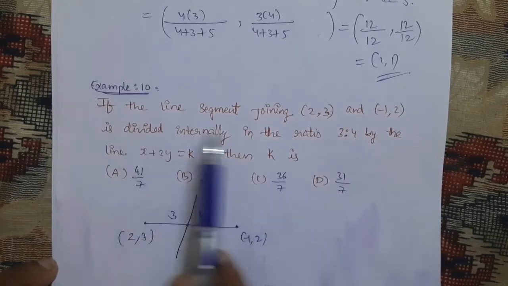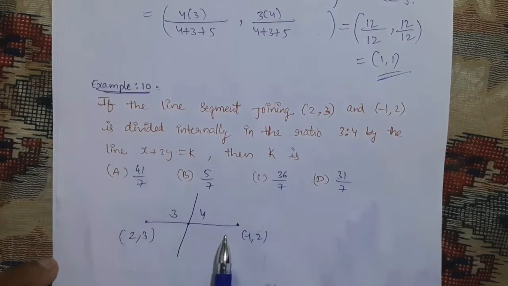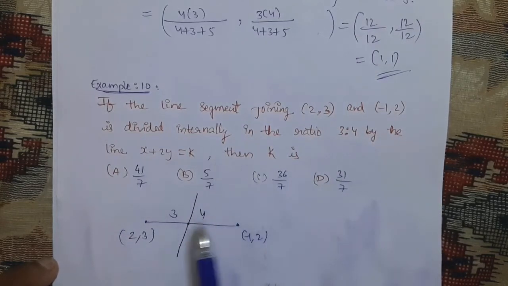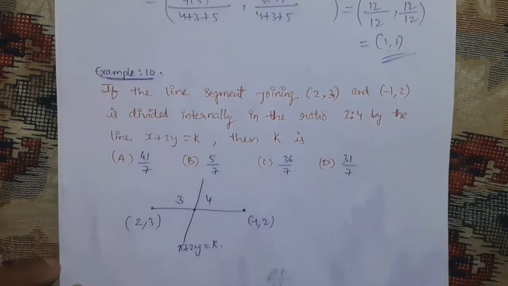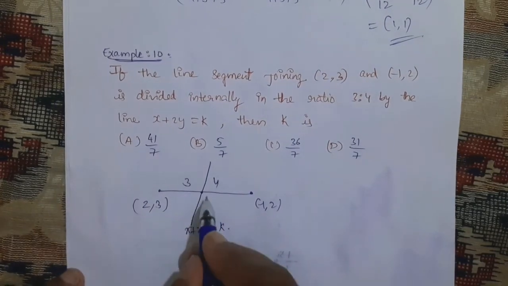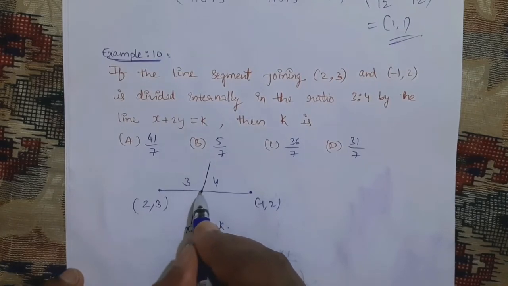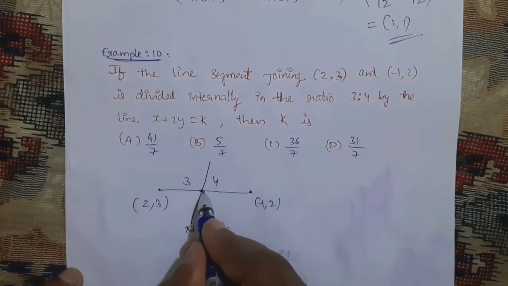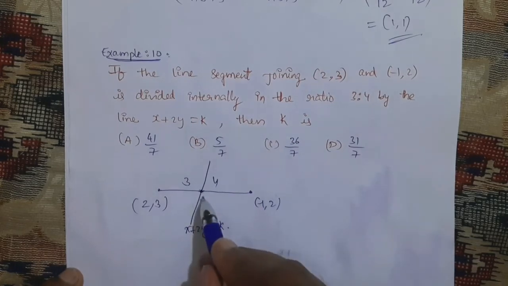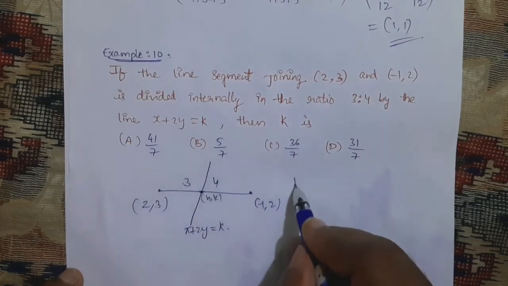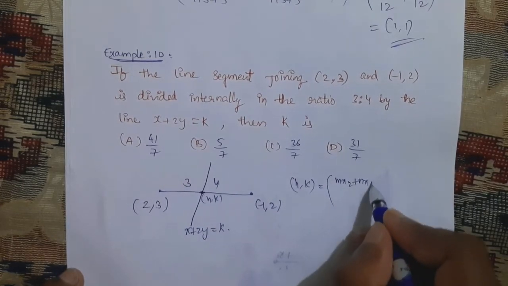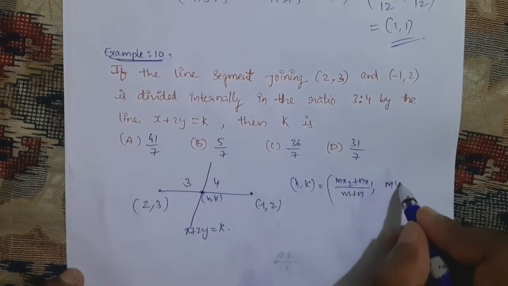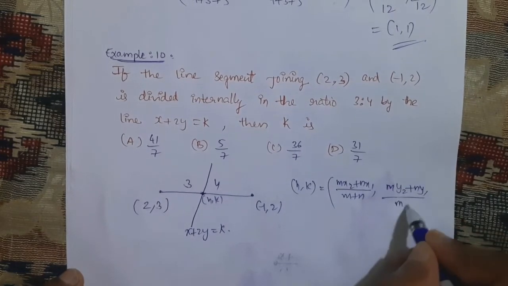The line segment joining 2 comma 3 and minus 1 comma 2 is divided internally in the ratio 3:4 by the line x plus 2y equal to k. Then what is k? To find the value of k, first we need to find this intersection point. How do we find it? By using the section formula. Consider this point as h comma k. Then h comma k is equal to mx2 plus nx1 by m plus n, comma my2 plus ny1 by m plus n.